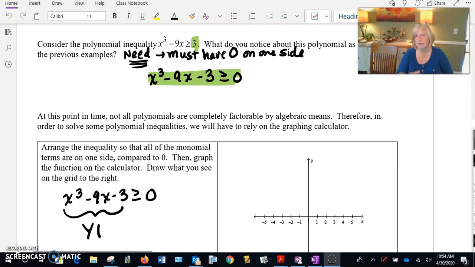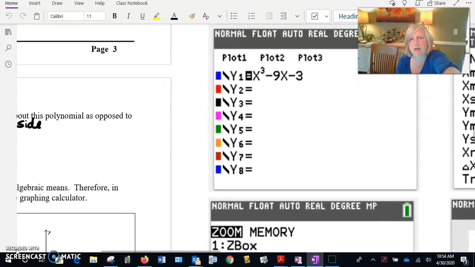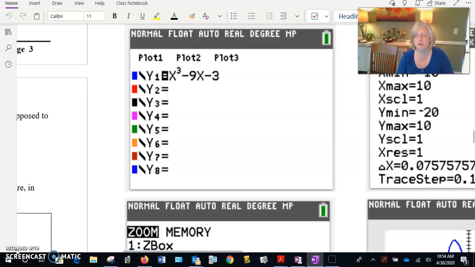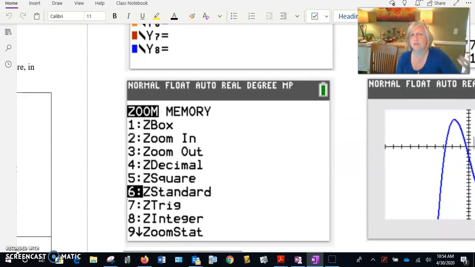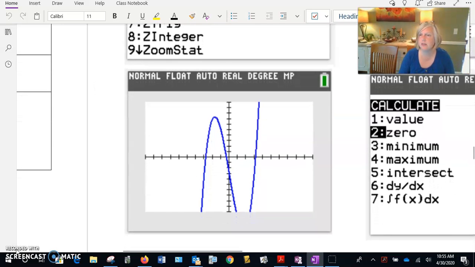Giving a little bit of wait time so that you guys can get that in. All right, so now what you're going to see there, now depending on, I'm going to come over here on my side that I have here so that you can see this. So I put it in my y equals x cubed minus 9x minus 3. I did a zoom standard as my starting value of what I was doing. Pretty straightforward. Most of us are going to do that as our start. And it gave me a picture that kind of looked like that.